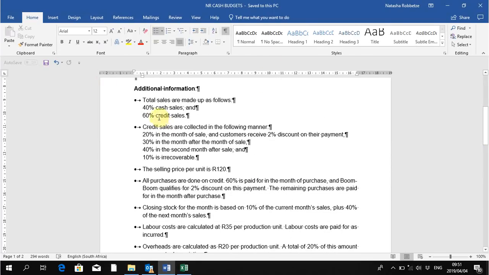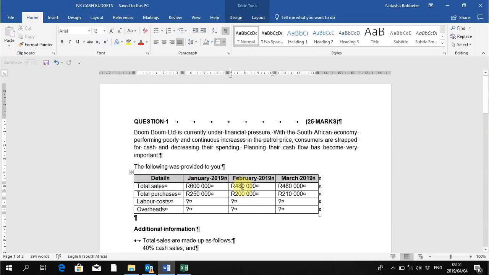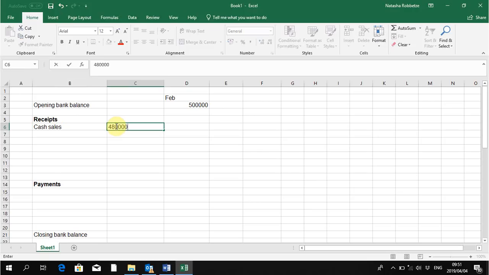So the first one says it's 40% cash sales, 60% credit sales. So if I go to February, it's 480,000 Rand sales in February. So 40% thereof is cash sales. So I'm going to go under receipts and say cash sales. This means I will take the 480,000 times 40%. That gives us 480 times 40%.